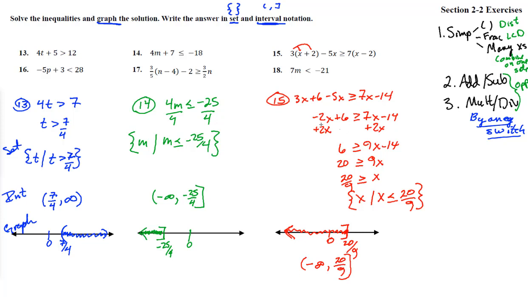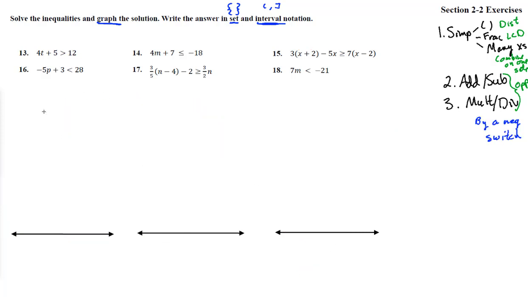Excellent. Let's clear this off and do 16, 17, 18. All right, number 16. Negative 5p plus 3 is less than 28. Subtract 3, subtract 3. We get negative 5p is less than 25. Now we divide by negative 5, divide by negative 5, and note what we just did. We divided by a negative. That means this guy must turn the other way.